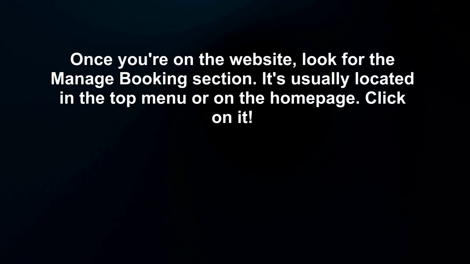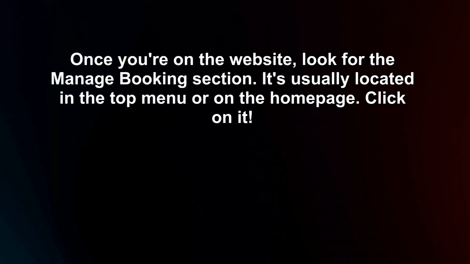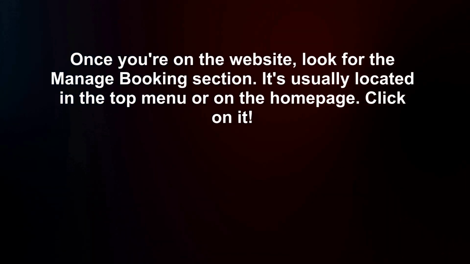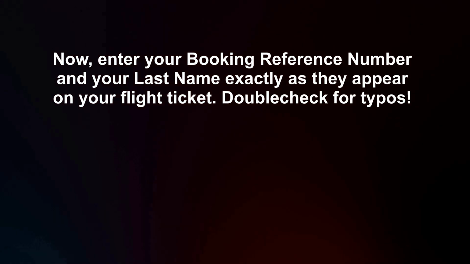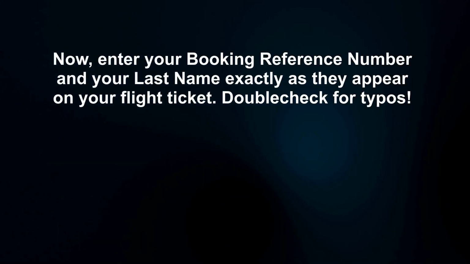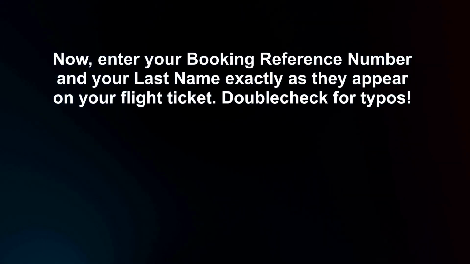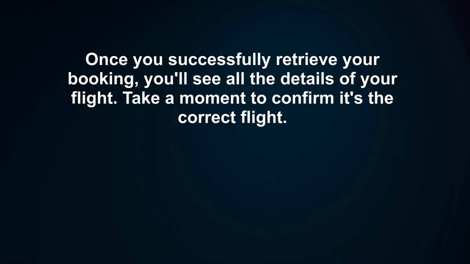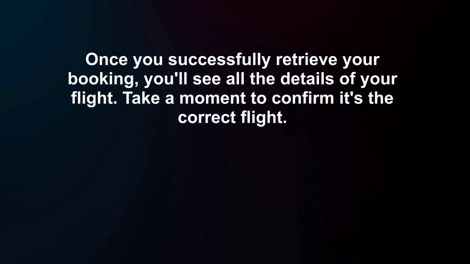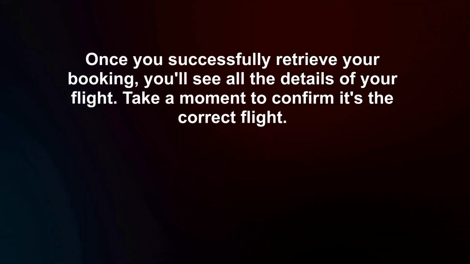Once you're on the website, look for the Manage Booking section. It's usually located in the top menu or on the homepage. Click on it. Now, enter your booking reference number and your last name exactly as they appear on your flight ticket. Double-check for typos. Once you successfully retrieve your booking, you'll see all the details of your flight. Take a moment to confirm it's the correct flight.